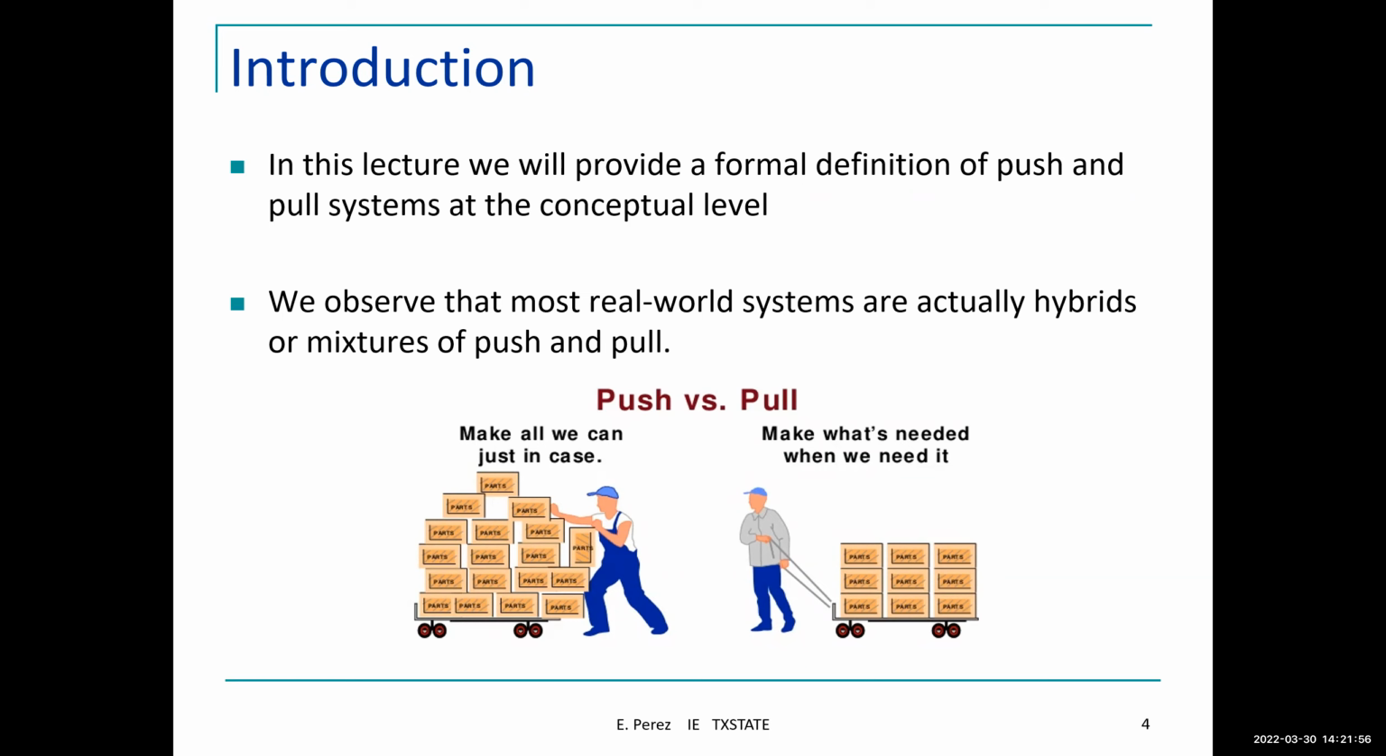So the philosophies are different. In one of them, you're basically relying on some type of forecast. Say, I'm going to need this many boxes for next month, so I'm going to produce all of them now. And then when they're requested, I'm going to send them from my warehouse. In the other one, it's just, okay, I'll wait for the customer to tell me what they need, and then I'm going to start the production of that, and I'll send it to the customer.